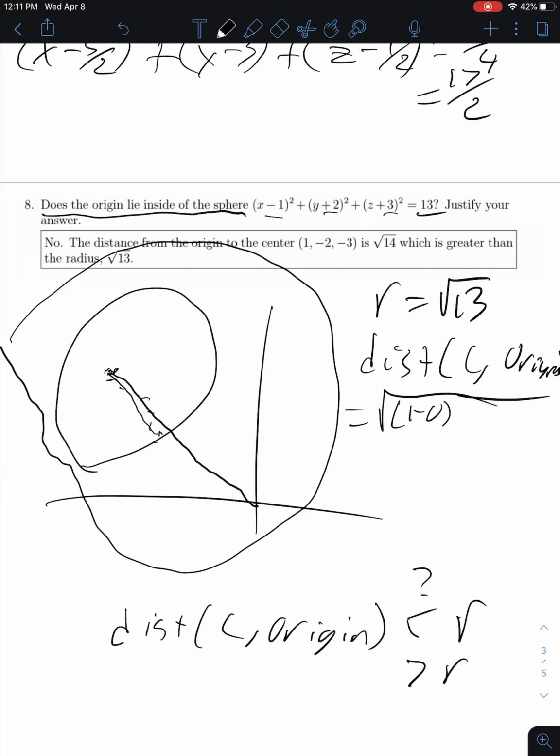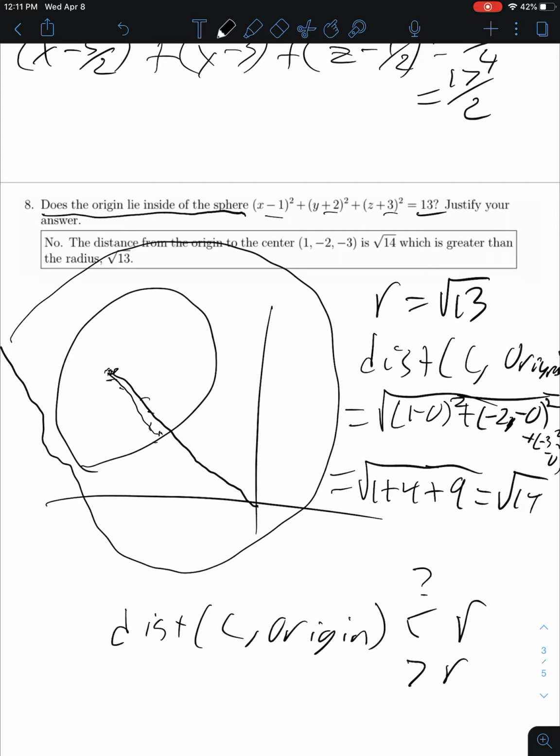because we subtract our x naught, our y naught, and our z naught. So that's going to be 1 minus 0 squared, not that that actually matters for this case, and then also still under that is plus negative 3 minus 0 squared. So that is equal to root 1 plus 4 plus 9, which is equal to root 14.